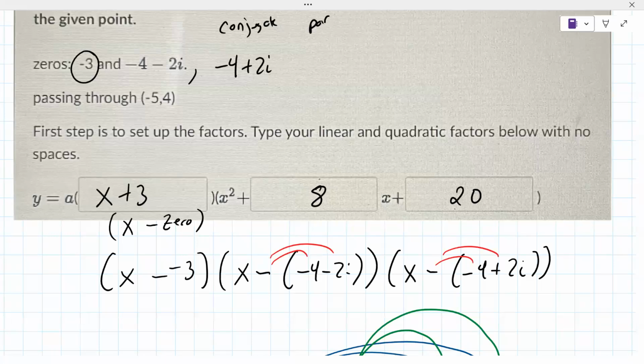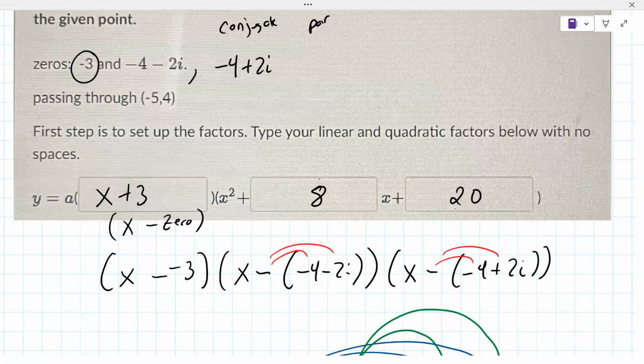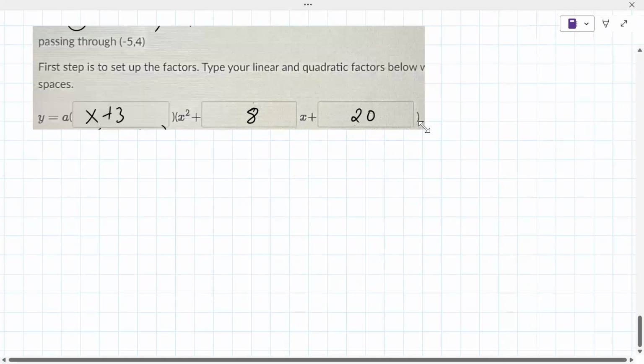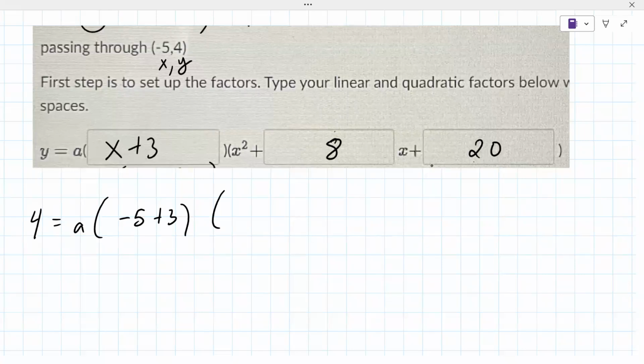Now to find the value of A, we're going to use this point here. This is a bit more work. So I'm just going to grab a snip here, and we're going to kind of reset the problem. So to find A, you're going to put -5 in for x and 4 in for y. So 4 equals A times (-5 plus 3) times (-5 squared plus 8 times -5 plus 20).